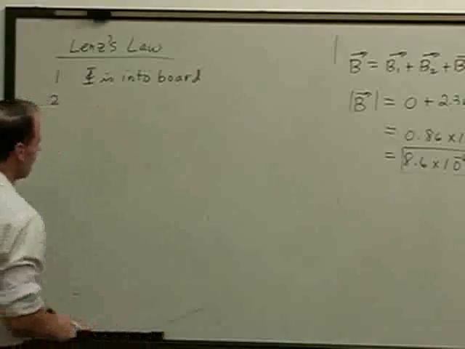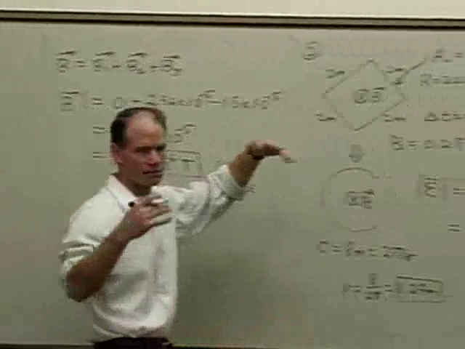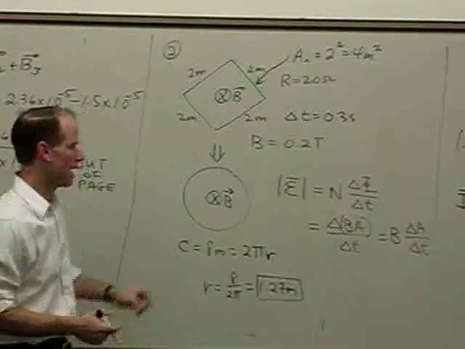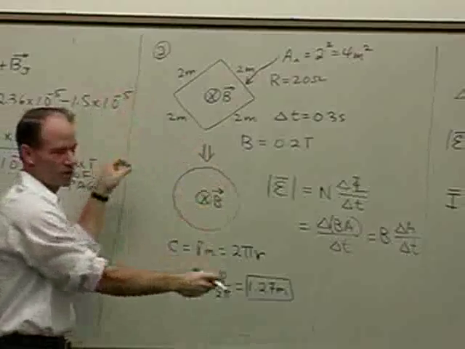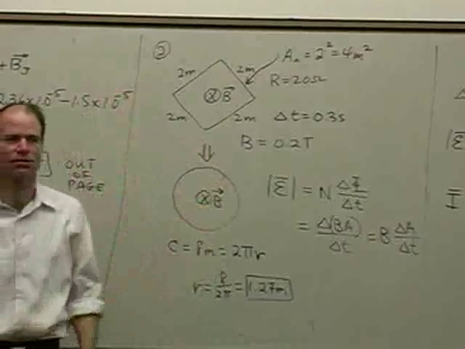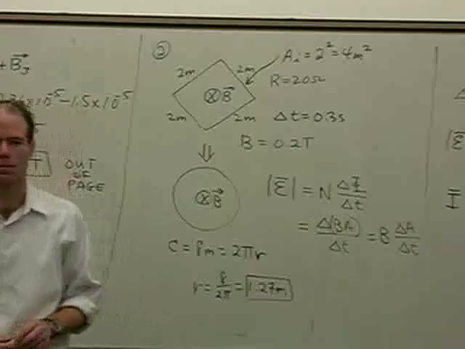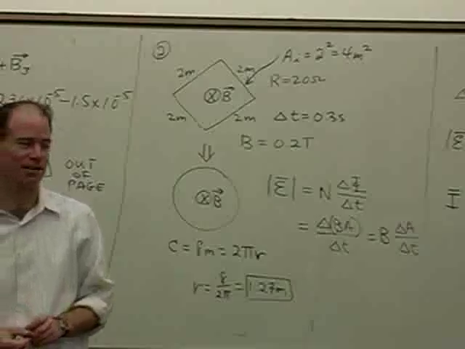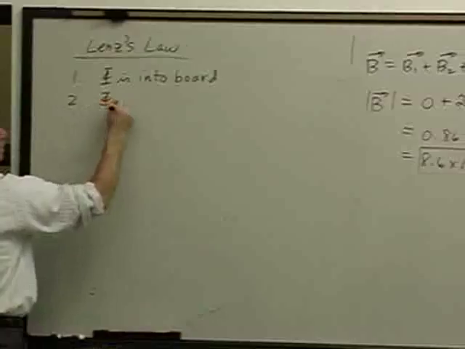Is the flux increasing or decreasing as we proceed through this problem? Flux is field times area times cosine of the angle between the two. In this case, we had no angle to worry about. As we proceed through this problem, as you change this from a square into a circle, is the flux increasing or decreasing? Increasing, because the area is increasing. Field, everything else being the same, area is increasing, so the flux is increasing.